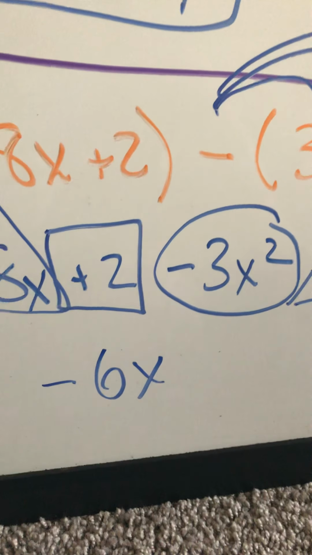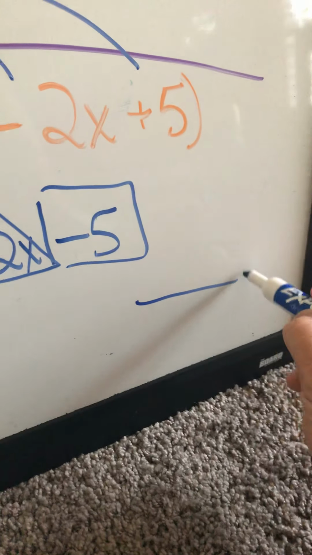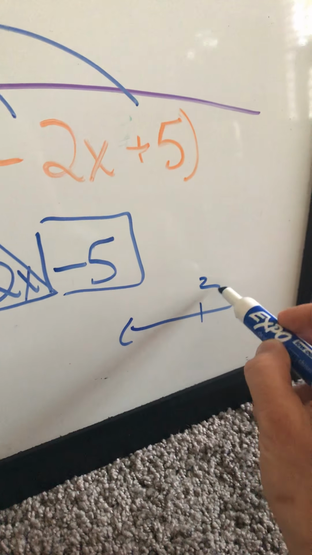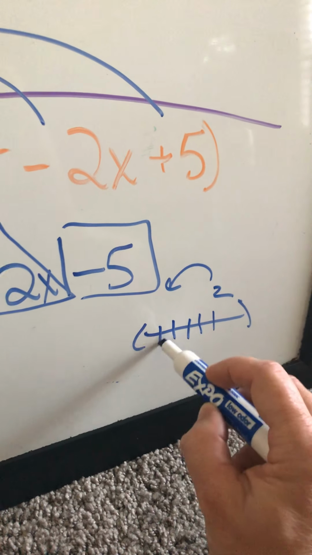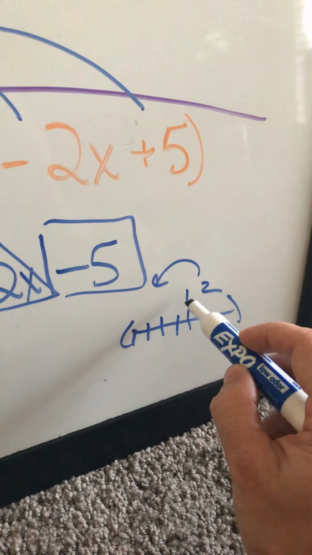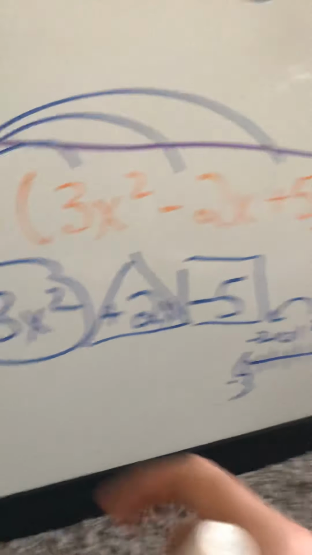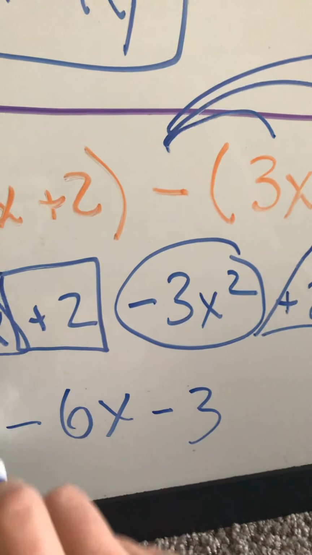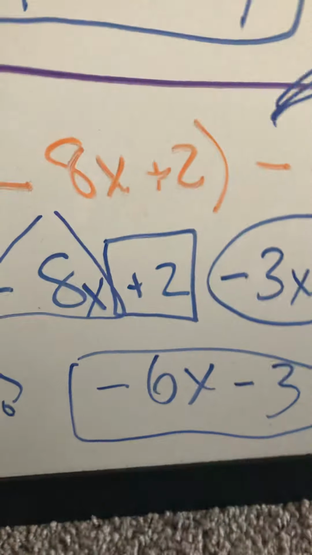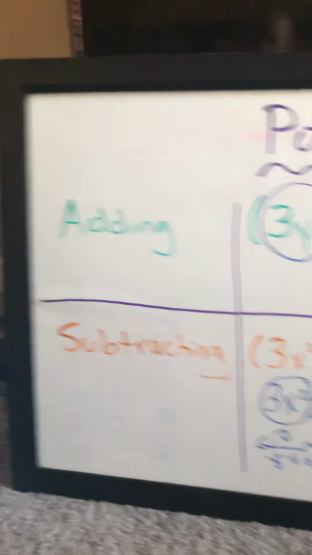Now I'm looking at the squares. I have a positive 2 here, and I have a minus 5 here, which means, again, if we are on a number line, if you have 2 and you got to go back 5, we go back 1, 2, 3, 4, 5. That should take us to 1, to 0, to negative 1, to negative 2. We should be at negative 3. So 2 minus 5 would give us negative 3, and our final answer would be negative 6x minus 3. And that is adding and subtracting polynomials. Thanks.